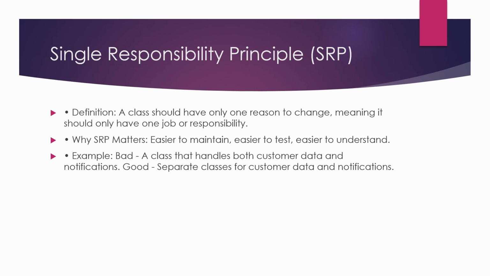Our first principle is the Single Responsibility Principle, or SRP. The key idea here is that a class should have only one reason to change. This means that a class should only have one responsibility. For example, imagine a class that handles both customer data and sending notifications. It's better to separate these responsibilities into two different classes. This way, each class is easier to maintain and test.